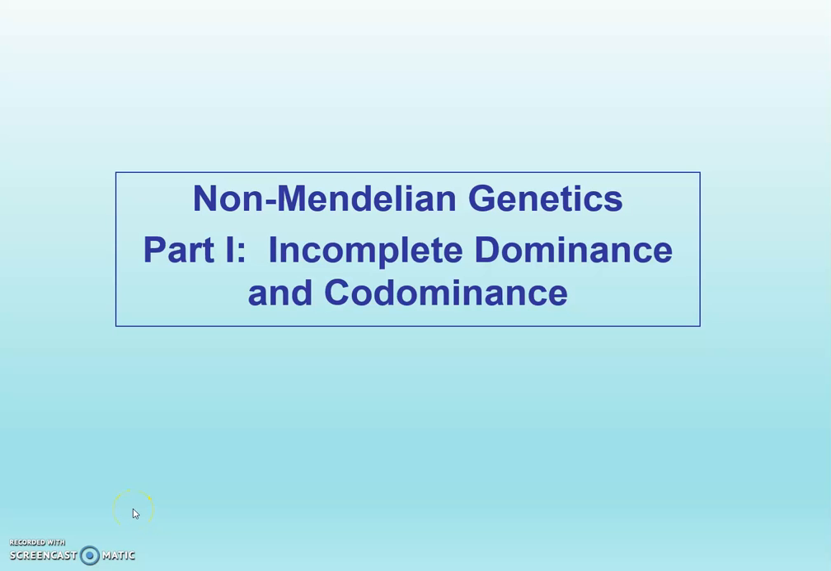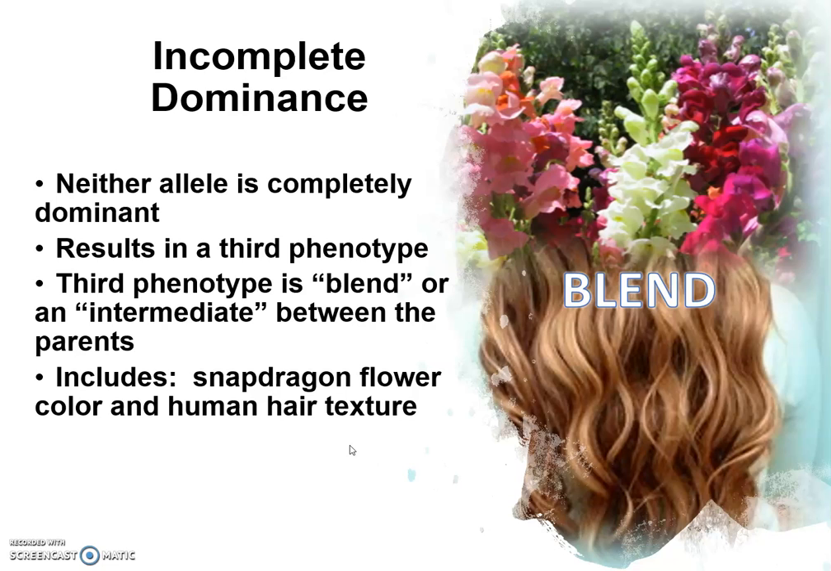Okay, today, we're going to start on non-Mendelian genetics. So there are other ways to inherit traits other than Gregor Mendel's complete dominance. So we're going to first look at incomplete dominance and codominance. So the first one we'll look at is incomplete dominance.